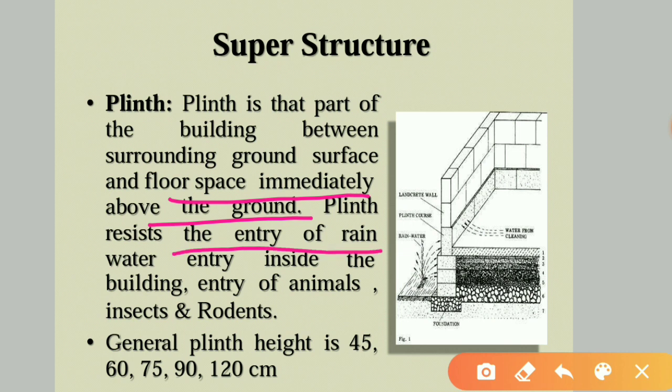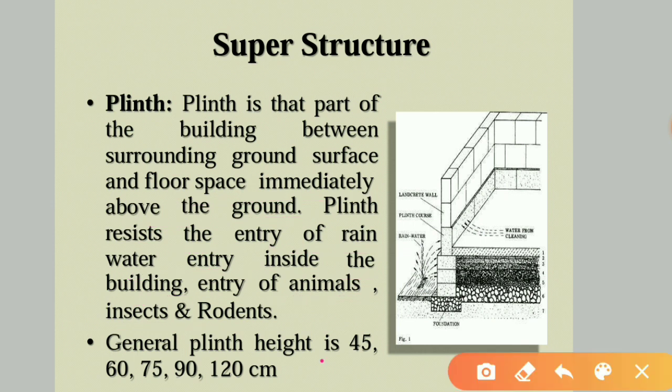So plinth resists the entry of rainwater into the inside of the building, and entry of animals, insects and rodents. The building floor level is going to be raised greatly because of this plinth. If you are providing the plinth with more depth, if the height of the plinth is more, then definitely it will have more height above the ground level. So easy entry of water is resisted, similarly easy entry of animals is resisted, and easy entry of insects and other snakes, rodents are prevented here, because of the high rise of plinth.